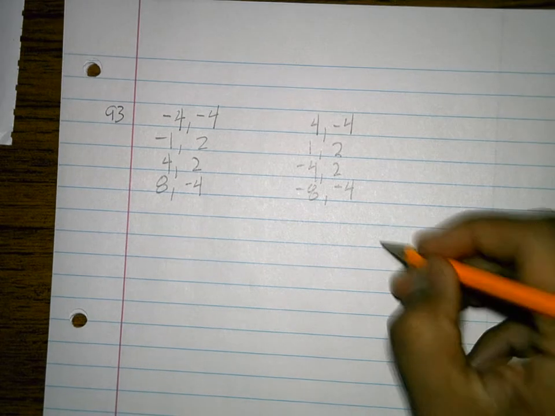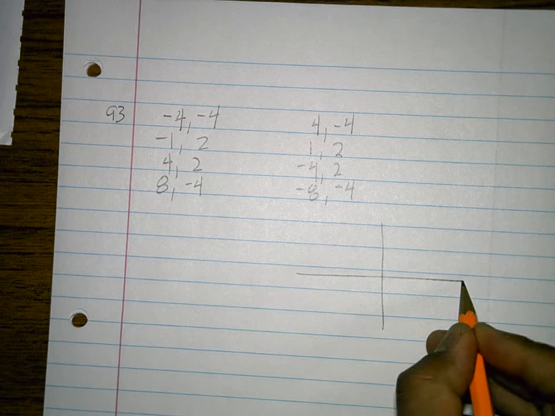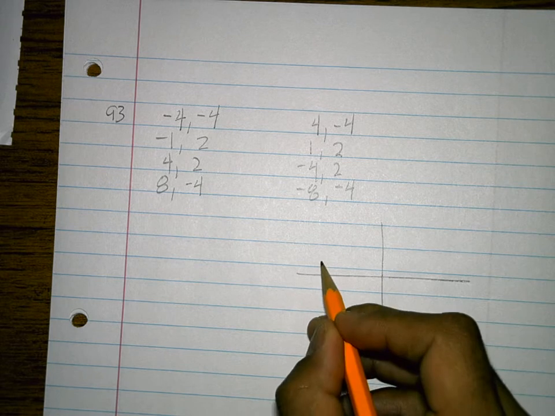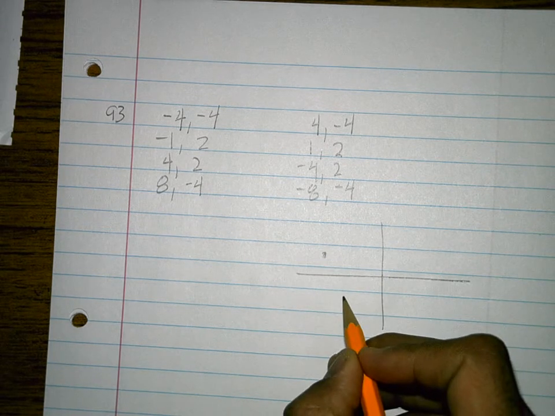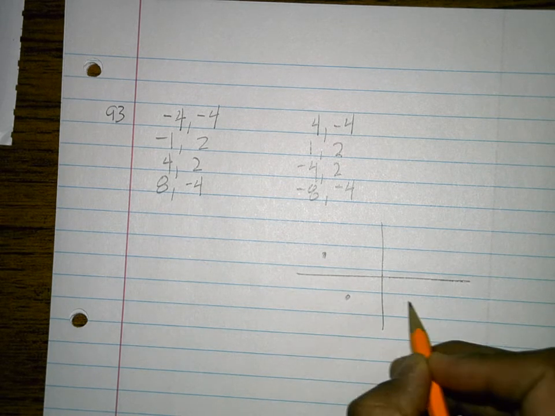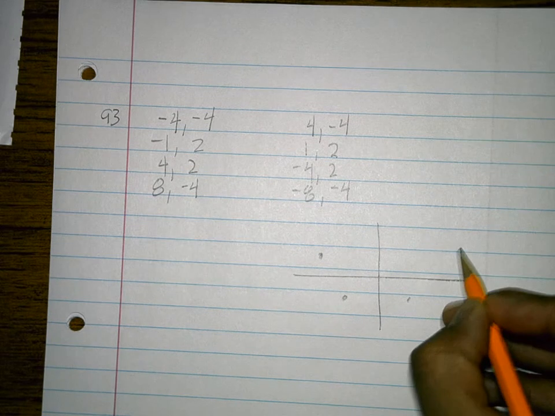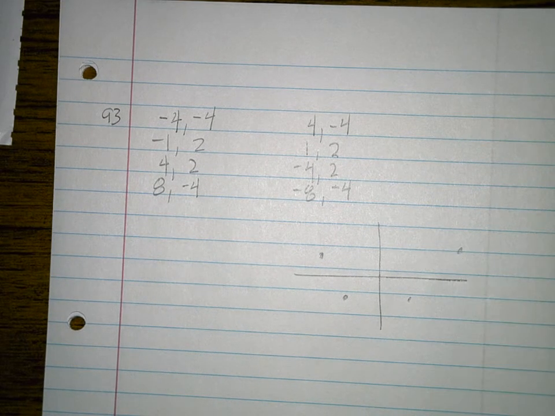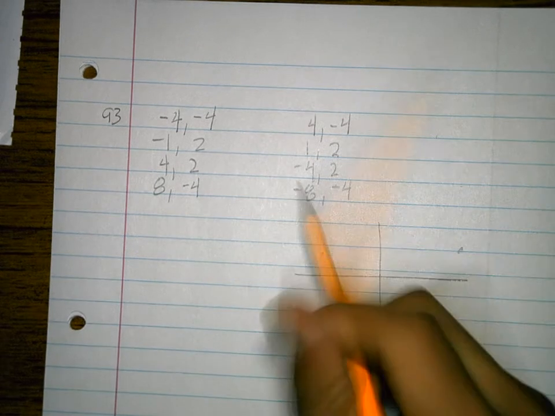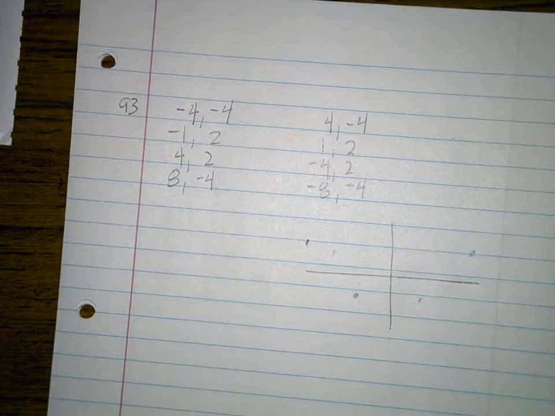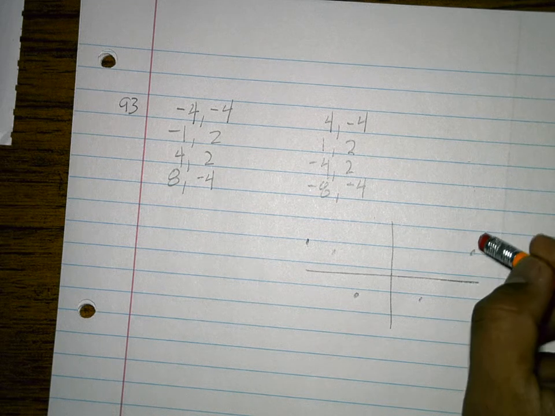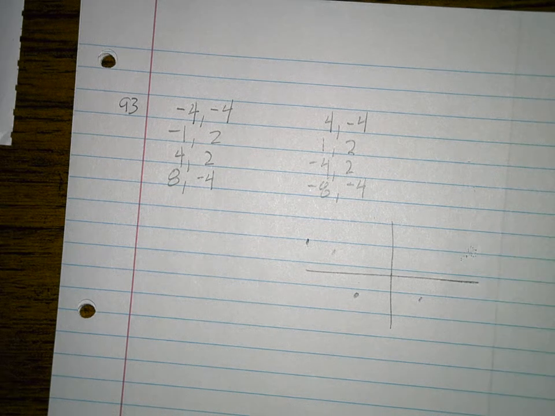So I'd graph those points. It would look something like right here, right here, right here, and it would kind of look like that. This is just a quick sketch. I don't have any graph paper, but it would look something like that.